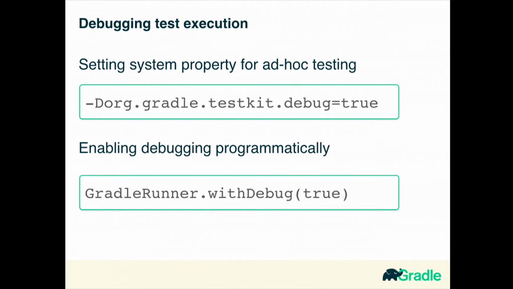There are two ways to enable that. One way is to do it programmatically, so we could simply add the method withDebug, set it to true. And the other way, which I find more convenient actually, because it lets you add it on an ad hoc basis, is that we simply go into a test and add the system property, which I'm showing here, and then we enable that test to run in debug mode, which then would let you step through your plugin code. So let's also have a look at that.